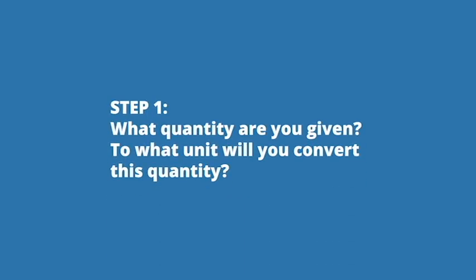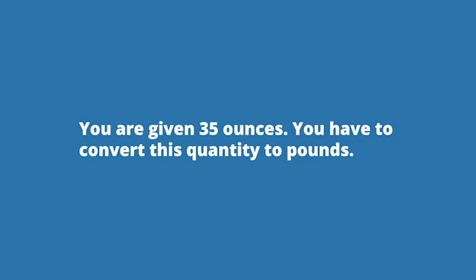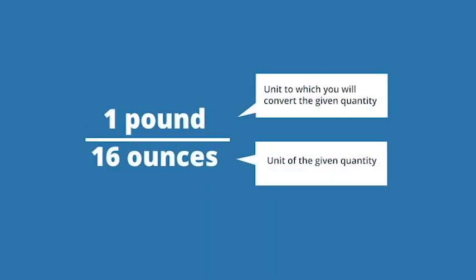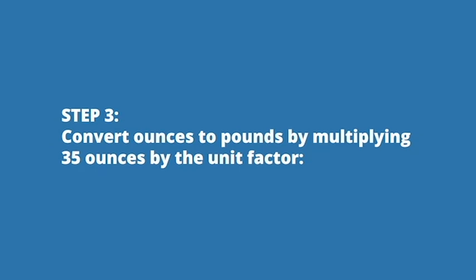Step 1. What quantity is given? To what unit will you convert this quantity? You are given 35 ounces. You have to convert this quantity to pounds. Step 2. What unit factor will you need to convert from ounces to pounds? From the conversion table earlier, you know that there are 16 ounces in 1 pound. Step 3. Convert ounces to pounds by multiplying 35 ounces by the unit factor.